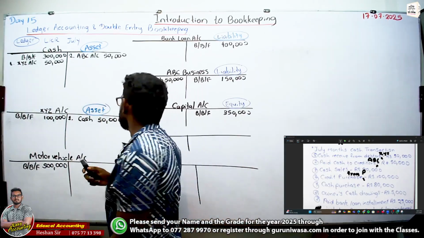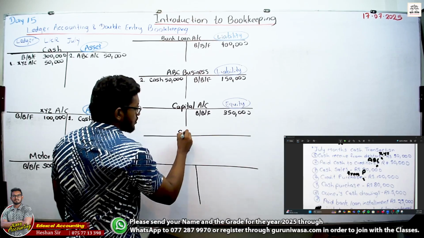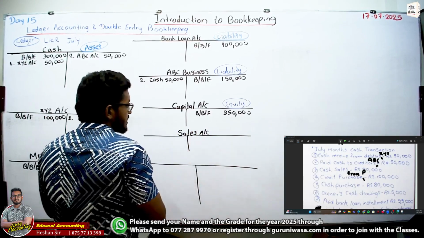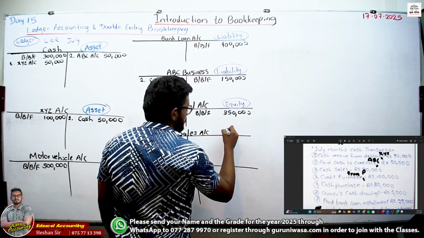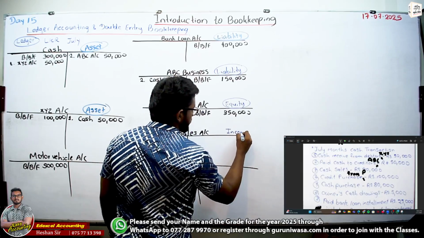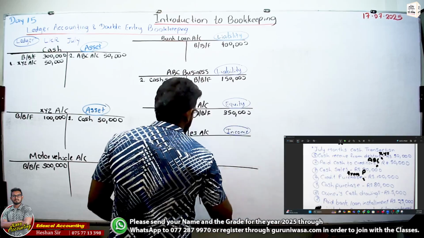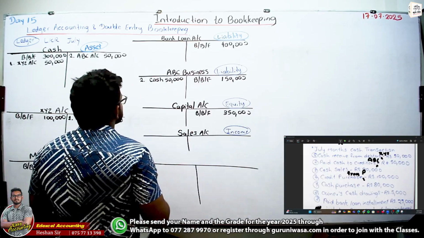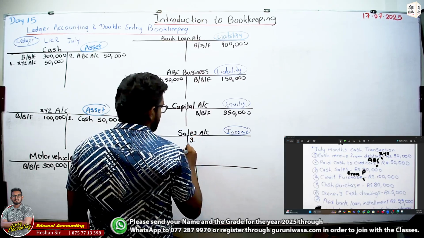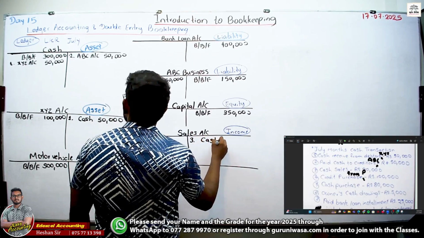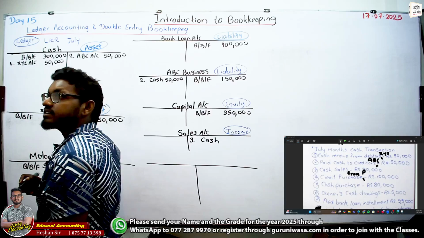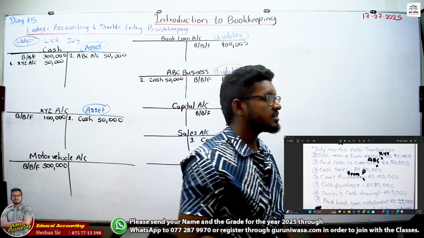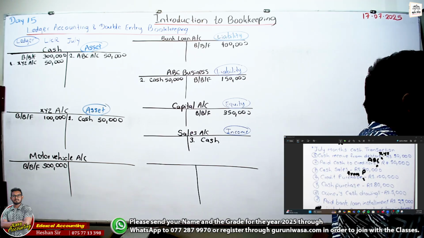Cash sales. We need to have another account called sales account. I told you, right? Sales account is an income type of account. When we sell goods, we record under income account, right? So, sales account credit. Number three, as cash. This is the cash sales. What is the amount I gave you? Can you tell me the third one amount you wrote in here?